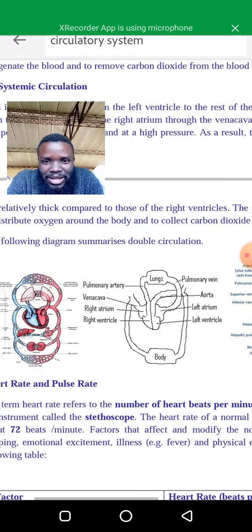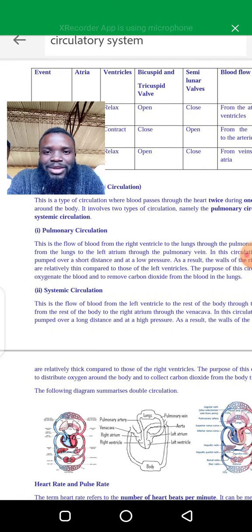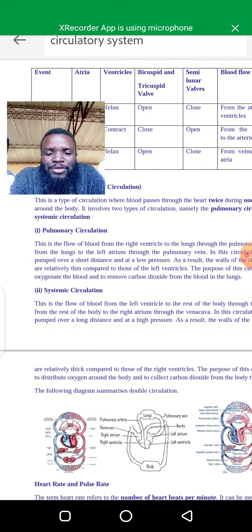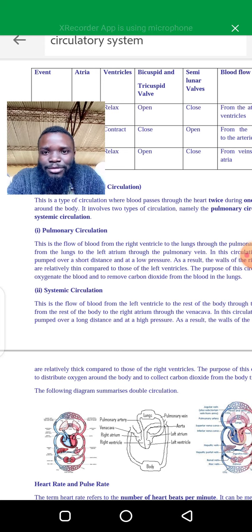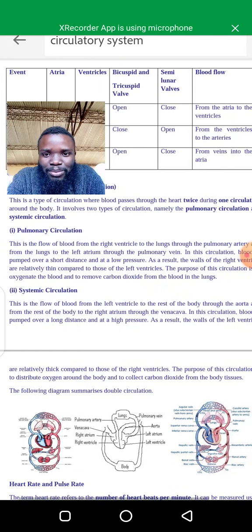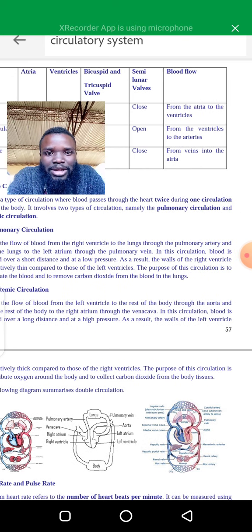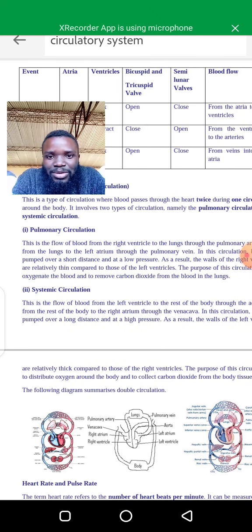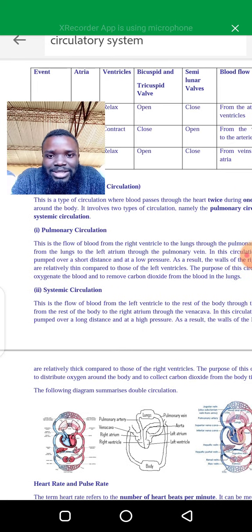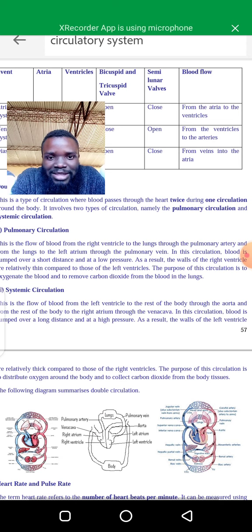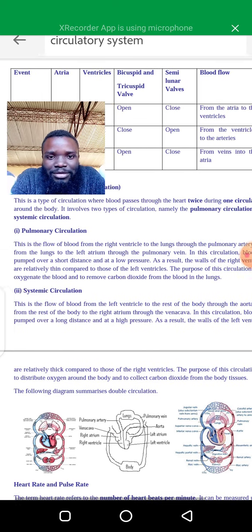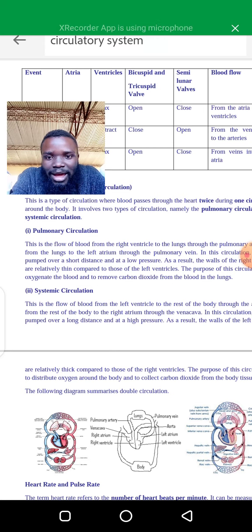Let's start with the pulmonary circulation. This is the circulation that consists of dirty blood, right? Yes. So how is the flow of this same blood which is dirty? This is how the blood moves. This is the flow of blood from the right ventricle to the lungs through the what? The pulmonary what? Artery. From the lungs to the left atrium through the what? Pulmonary vein. This circulation of blood is pumped over a short distance, and it allows a low pressure as a result of the walls of the right ventricle, which are relatively thin compared to the left what?